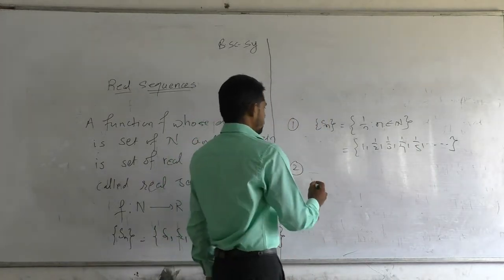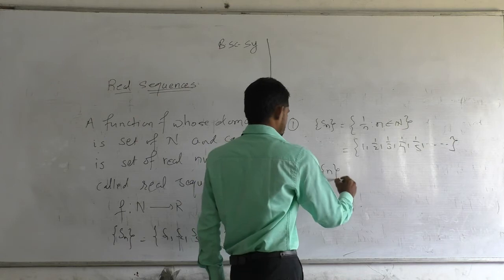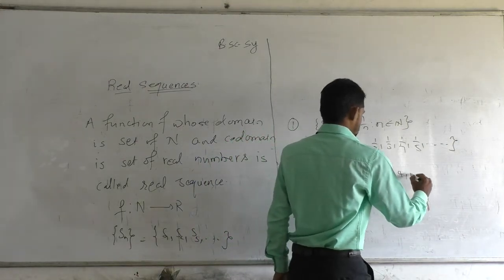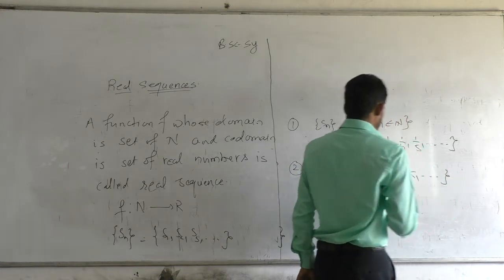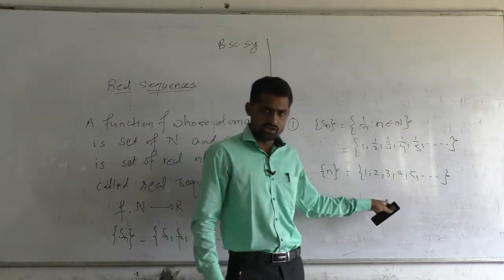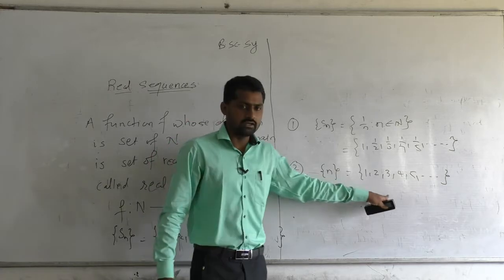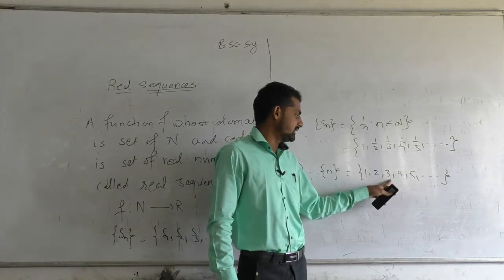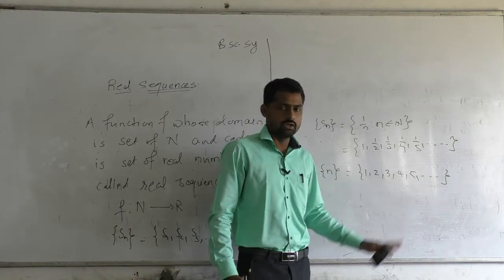Second example: Sn = n. 1, 2, 3, 4, 5, and so on. So this sequence is the set of natural numbers. This sequence contains an infinite number of elements. So S1 is 1, S2 is 2, S3 is 3, S4 is 4, and S5 is 5.